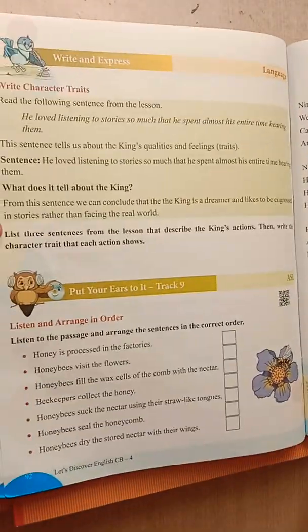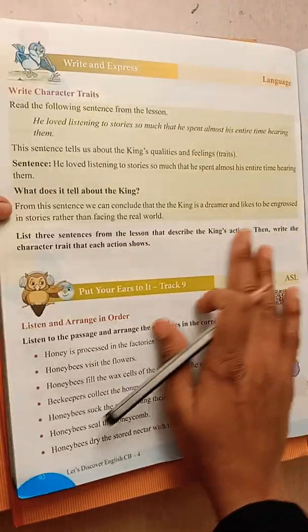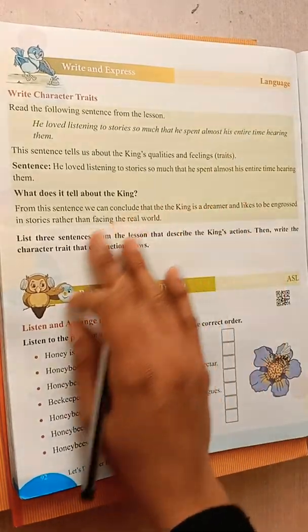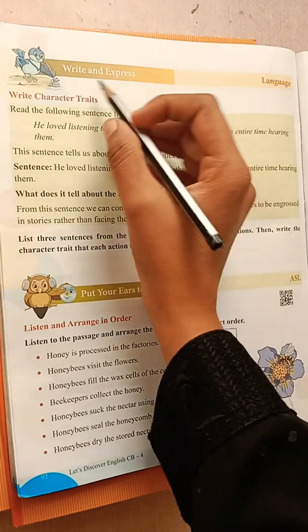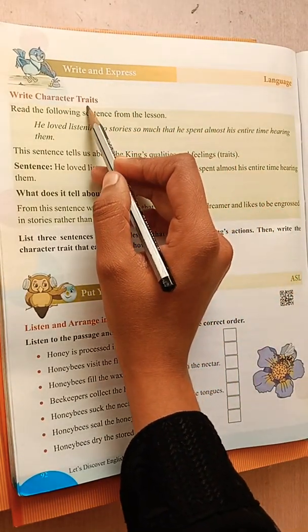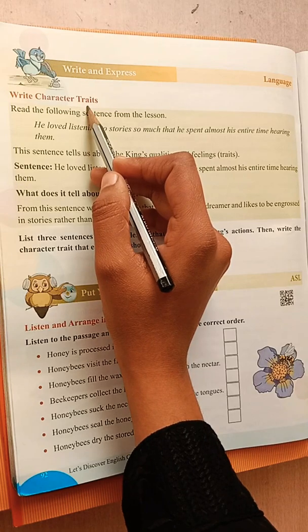Now come to the next page, that is on page number 92. So the last part of our lesson, here we are going to end our lesson. Okay, what do you have next? Write and express. Write character traits. Now what are character traits, students? Do you know?